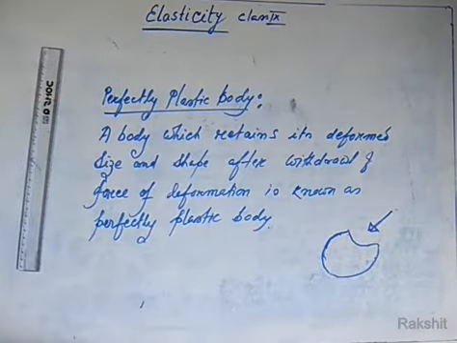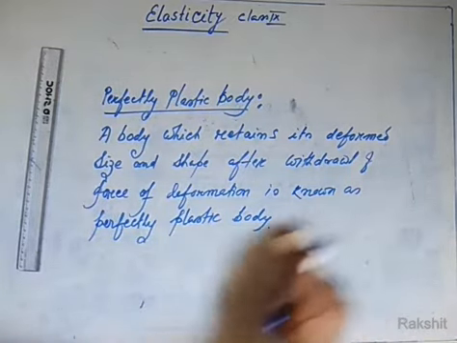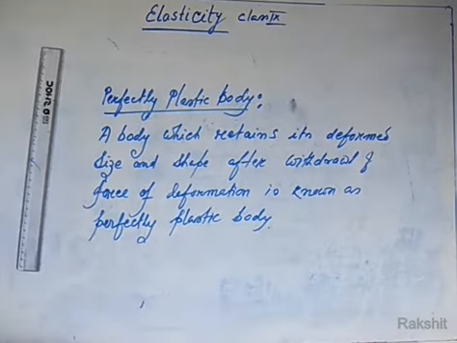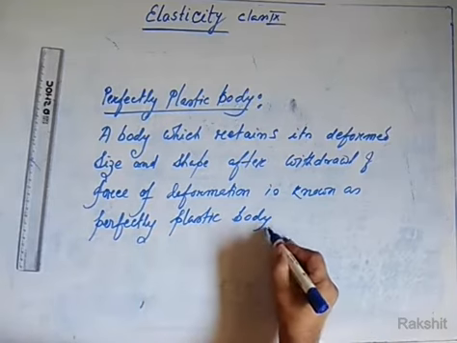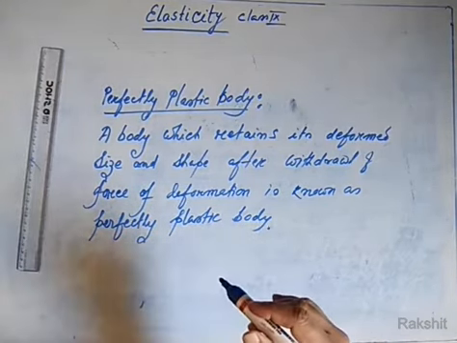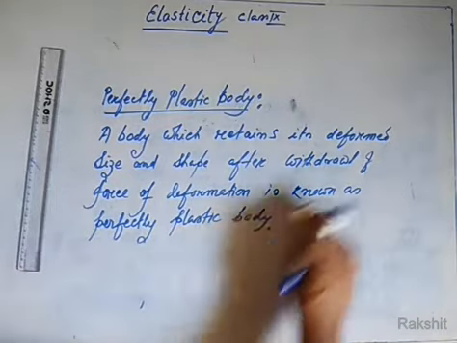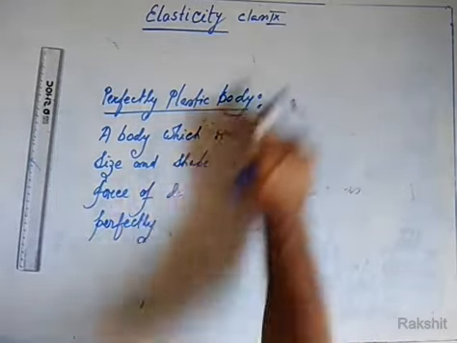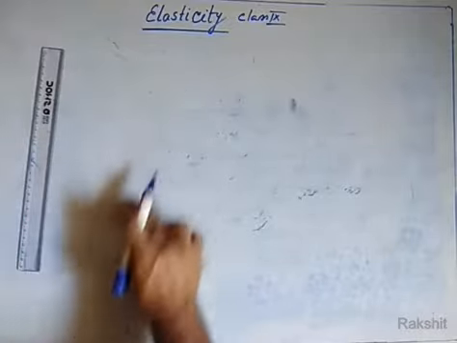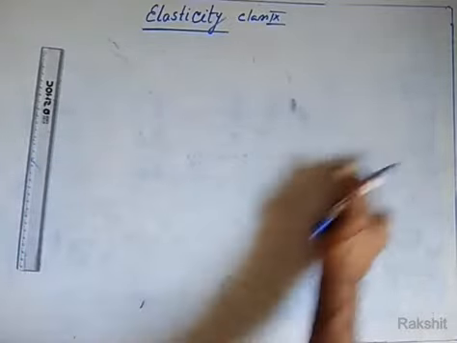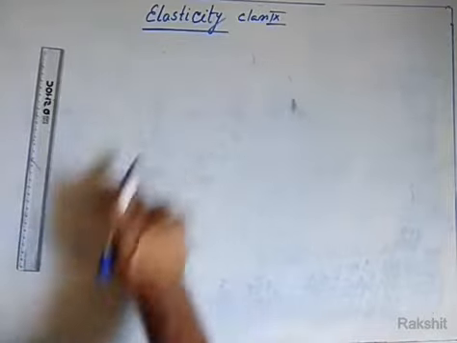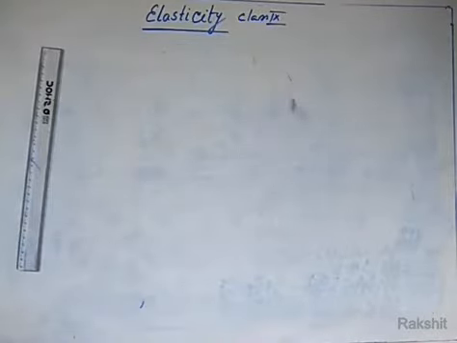Actually, there is no perfectly plastic body or perfectly elastic body. We have just defined two types of bodies, perfectly elastic body and perfectly plastic body. Now, we are going to the mathematical section of this chapter. At first, we define stress. So, what is stress? Suppose the first example.